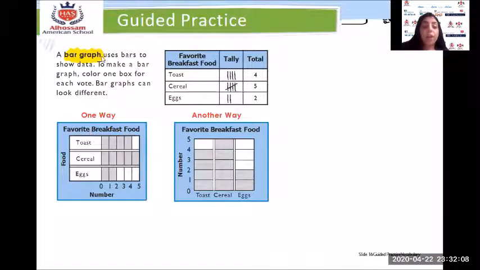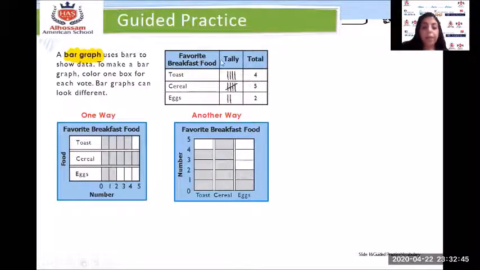A bar graph uses bars to show data. To make a bar graph, color 1 box for each vote. As I asked you before, to draw 1 tally for each vote. So color 1 box for each vote, and bar graphs can look different. It can be like that or like that. So it can be horizontal or vertical.